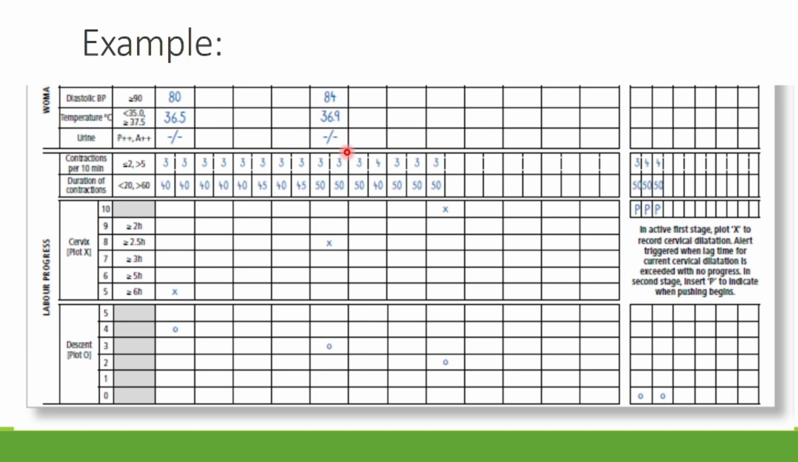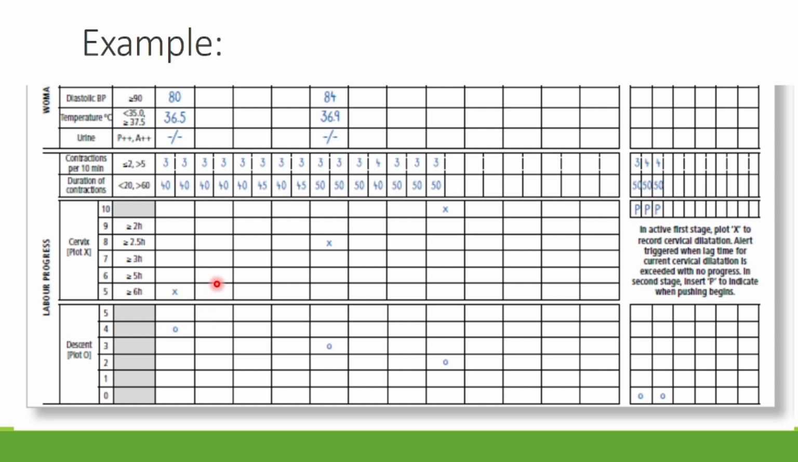Here are the vital signs of the woman, and here the contractions, 3, 3, 3, 3, okay, and all this is normal, and the duration of contractions, okay. What about the dilatation? At the time of admission, the cervix was 5 cm dilated, so we plot X at 5, and the head was 4/5 palpable, so we plot a circle at 4.